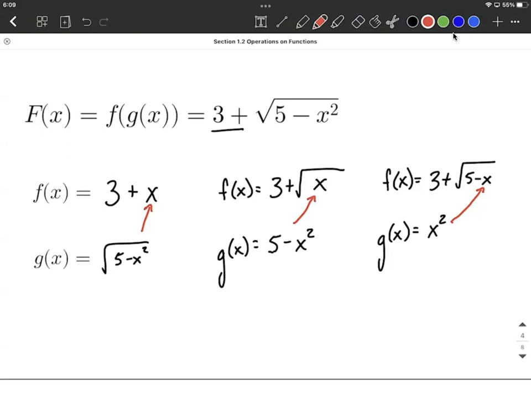So I hope this helps out as you're thinking through decomposing functions. This turns out to be an important skill later on when we get to some more advanced calculus stuff.